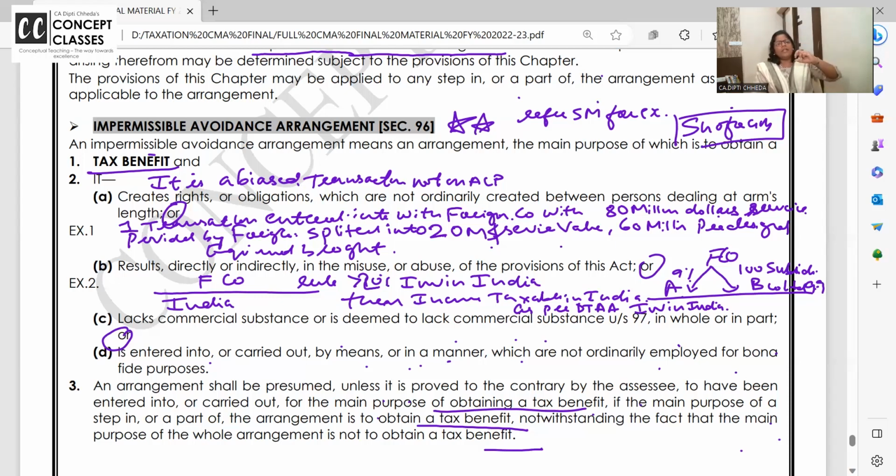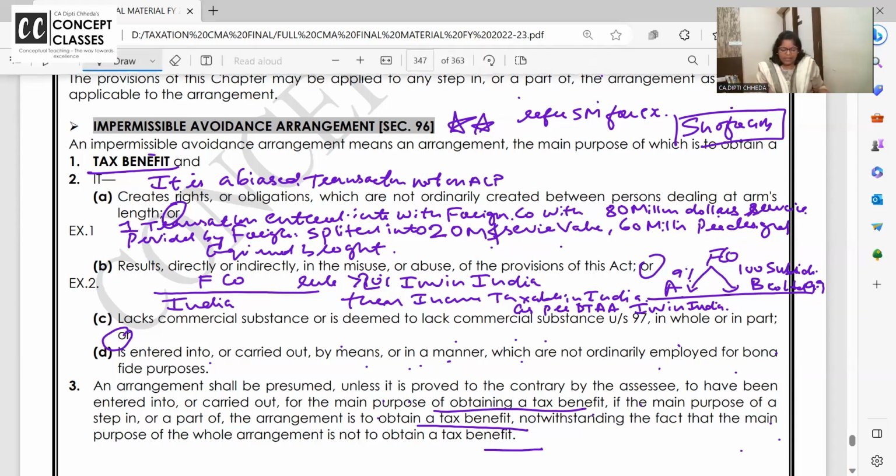Why are you doing all this? Holding to subsidiary, subsidiary to F1, and from there a loan to get tax benefit above 3 crores. And it creates rights and obligations which are not ordinary, which are not at arm's length, or it results in misuse or abuse of the provisions of the Act. You are bending: if you invest more than 10% then you have to pay tax, so you make it 6%, 11%, 4%, 5%. I've given you the diagram.